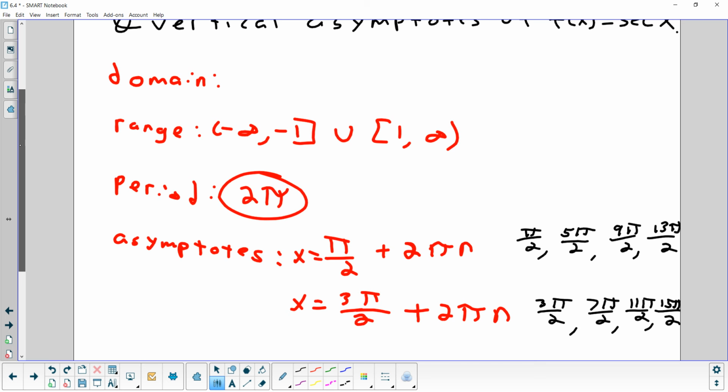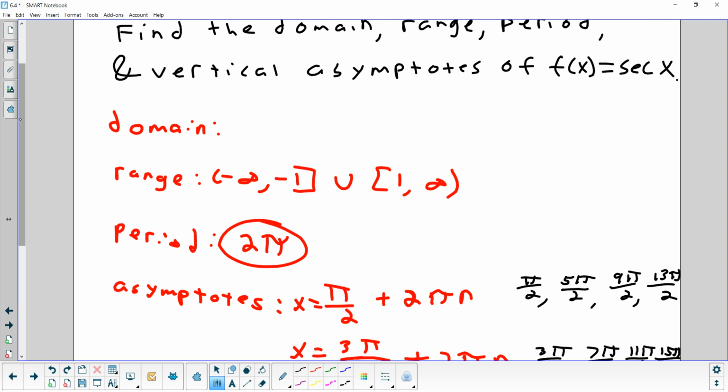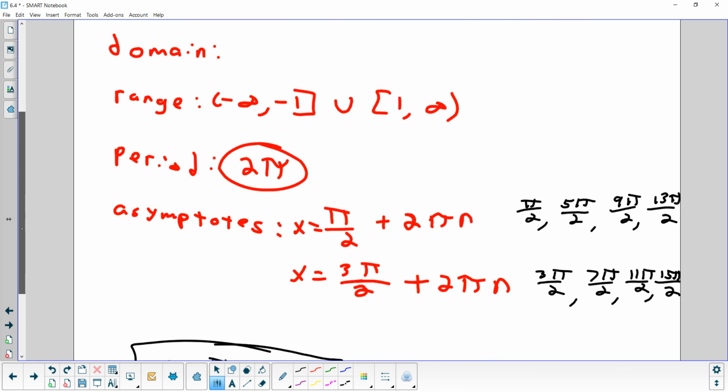All right, so we have the range, the period, the asymptotes. What's the domain here? Is it all real numbers, like sine and cosine? No. What are you not allowed to include here? Yeah? The 2 pi plus pi.